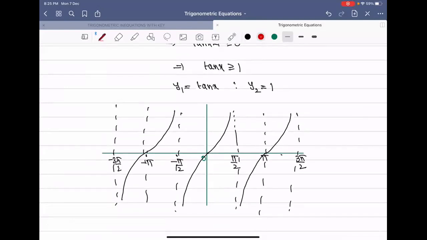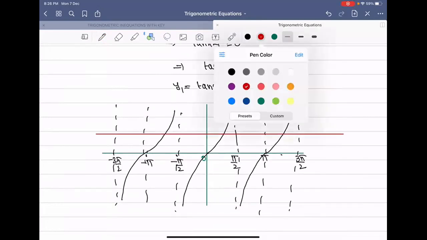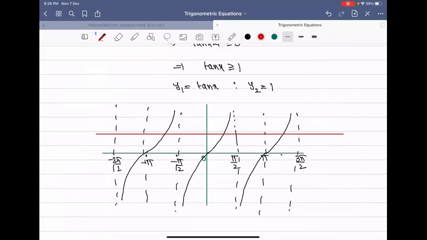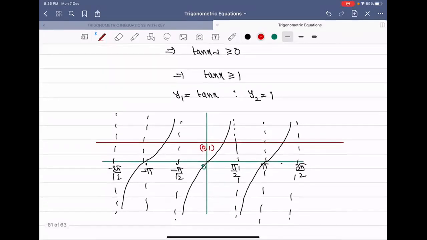y2 is equal to 1. y2 is equal to 1 is the line which passes through 0, 1 and is parallel to the x-axis. So the graph will be like this. It passes through the point 0, 1. Now our requirement is what? Tan x must be above the line 1. Tan x must be above the line.